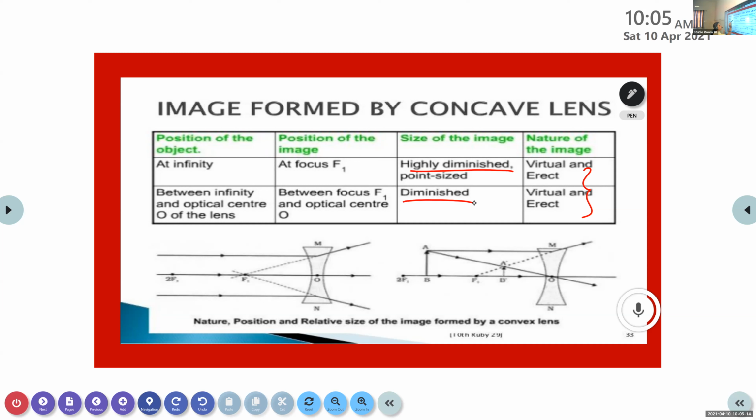And the image is formed on the same side of the lens. In both cases, we get the image on the same side of the lens. That is, where we are placing the object, at that place itself, we get the image. Here we have our object, and on the same side we get the image. Similarly, here also we place the object here and we get the image on the same side. Clear? In the case of concave lens, in both cases, we get the image on the same side of the lens. I hope this topic is clear.